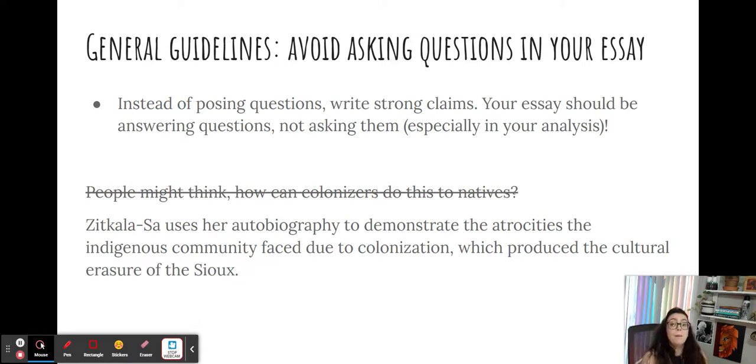For example, people might think, how can colonizers do this to natives, right? Instead of posing the question, just answer it, right? Because you should probably be answering that question anyway in your essay. So instead, we can say Zitkala-Sa uses her autobiography to demonstrate the atrocities the indigenous community faced due to colonization, which produced the cultural erasure of the Sioux.